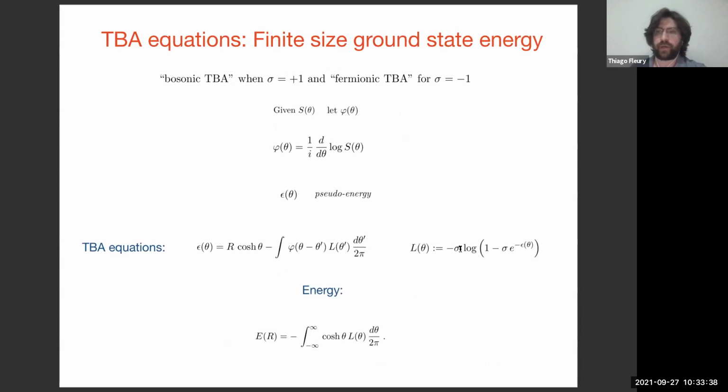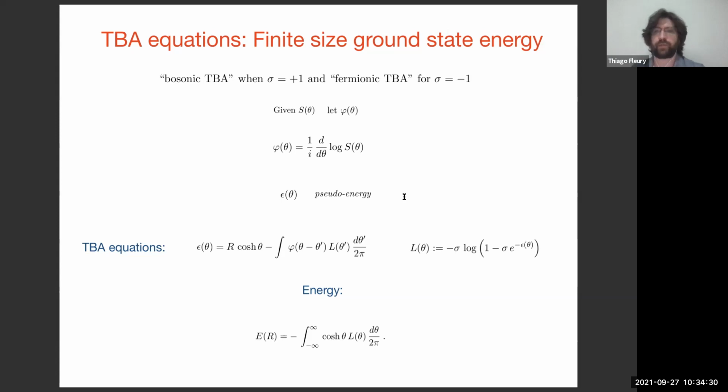So okay, I will use the TBA equation to compute the finite size ground state energy. So I will consider deformations. We start with a free S-matrix, which in the bosonic case will be 1 and in the fermionic case will be -1. And then I will multiply by these CDD deformations, right? To compute this finite size ground state, I will use this technique, the Thermodynamic Bethe Ansatz, that I'm not going to derive here. Basically, given the S-matrix of the system, you define some kernel and you solve this equation for this pseudo energy. And once the pseudo energy is known, you can compute the energy of the system.